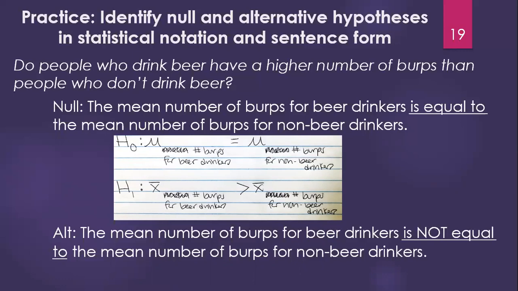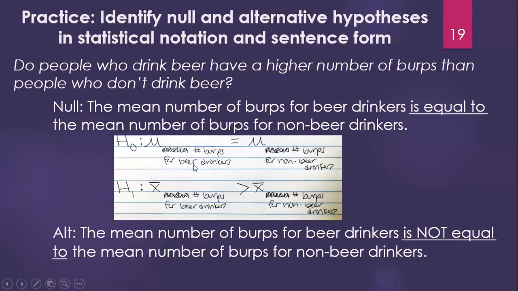For other people, it works better to think, okay, if I was going to do this study, how would I do that? If I was going to study, do people who drink beer have a higher number of burps than people who don't drink beer, I would look at the average number of burps for people who drink beer and compare that to the average number of burps for people who don't drink beer. If it's helpful to start from that conceptually and then write out your groups, do it however works for you. But the steps are always, always, always for null: your mu equals mu on the dependent variable for your two groups of the independent variable.